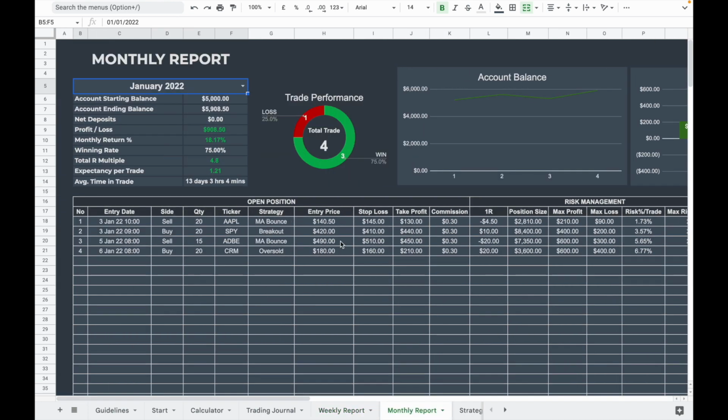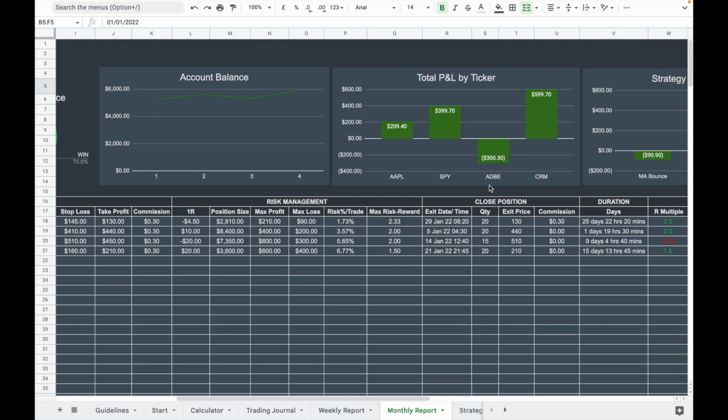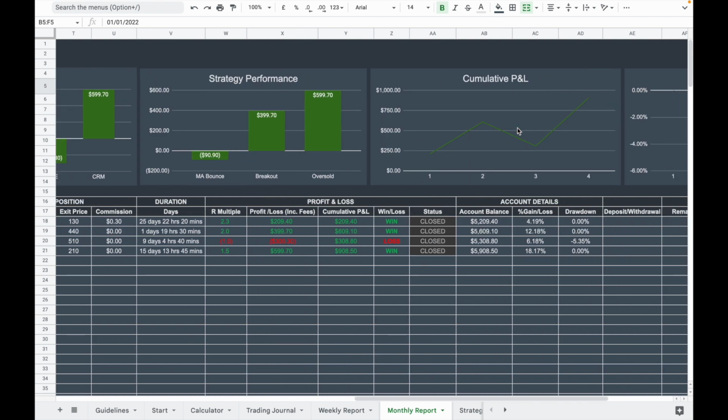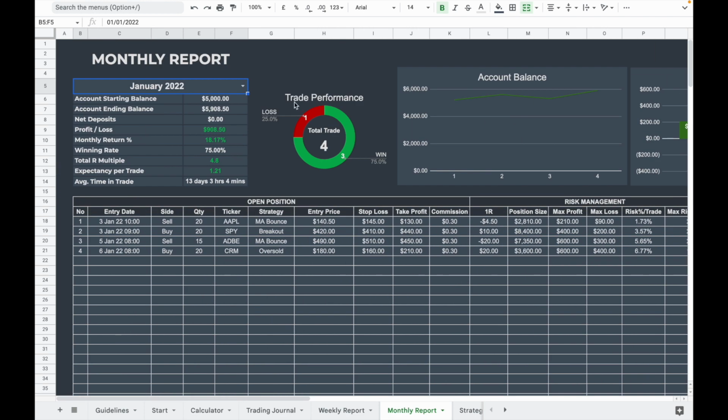The dynamic charts will show your account balance, total P&L by ticker, strategy performance, cumulative P&L, and account drawdown. You can monitor your monthly trading performance by selecting the month from the drop-down list. All the trades taken in the selected month will be listed in the table below. This monthly report displays your profit and loss, win rate, and average return per trade. The dynamic charts display your account balance, your total P&L by ticker, your strategy performance, cumulative P&L, and account drawdown, all based on the selected month.